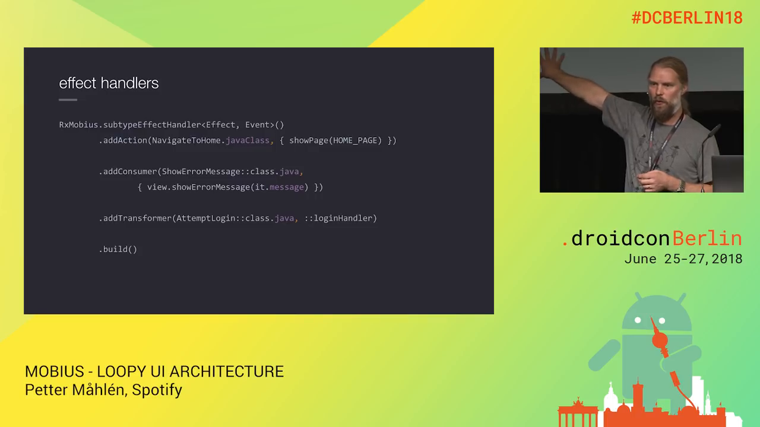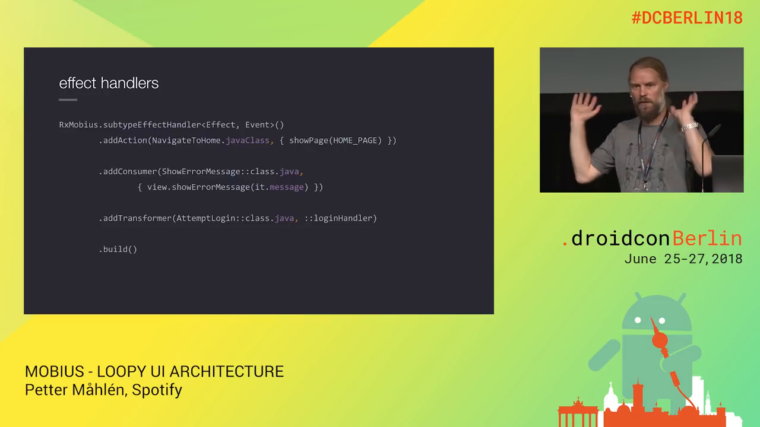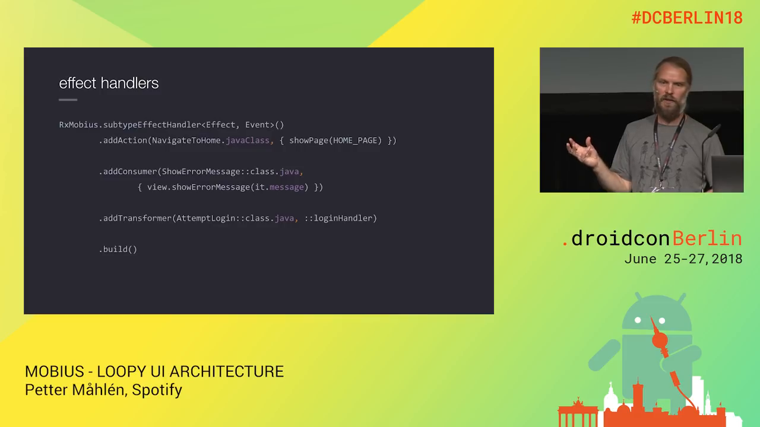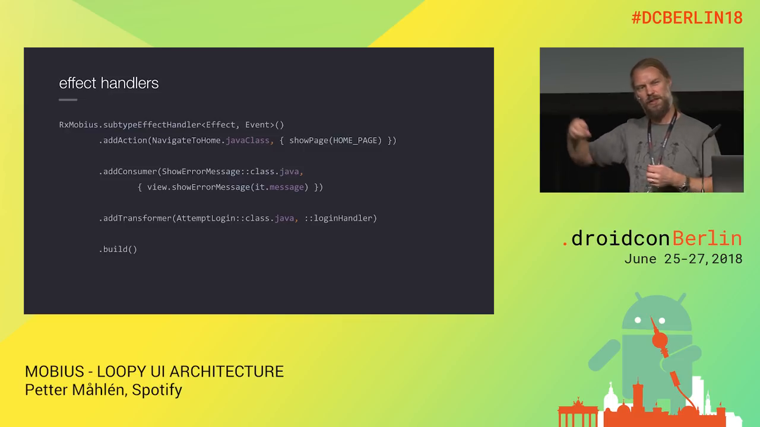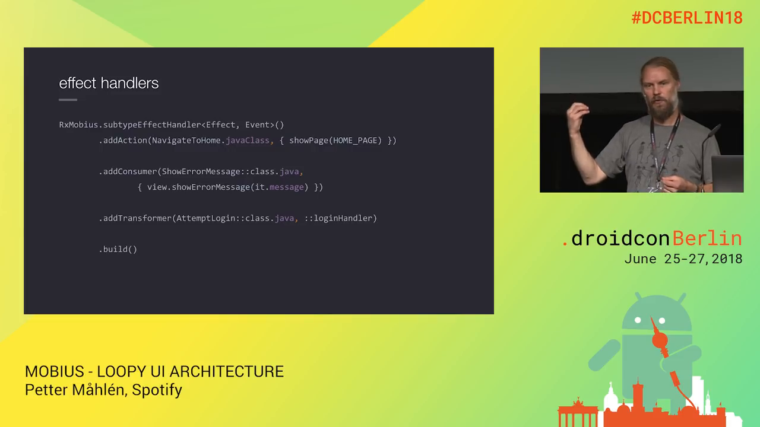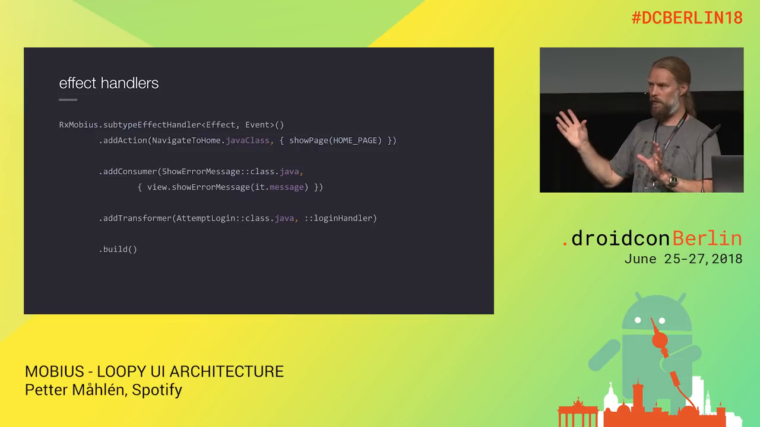And this thing can be one of four. There are three examples on the slide, but there's a fourth one. So one is an action, which is basically just run some code. I don't care about the data in the effect, and I'm not going to generate any events. Just run this code, and I'm done. So the navigate to home effect is the end of this loop. It's just, show the home page. That's it. There's the consumer example, which is for the error message. It's not going to generate any more events, but we need data from the effect. So we use a consumer of the effect, and we extract out the error message and display that somewhere on the view.